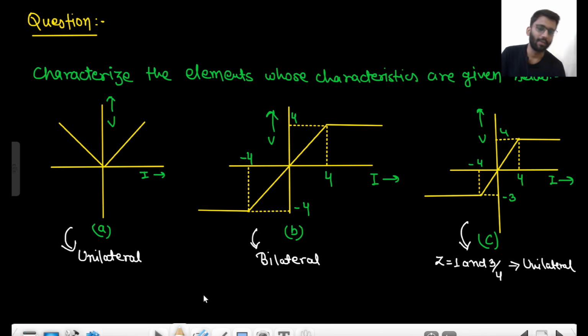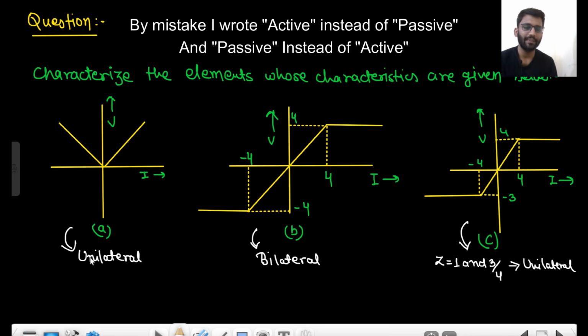Unilateral. Talk about active and passive. Tell me, is it active or passive? Passive. Why so? Because z is negative. Tell me, is this active or passive? It is active. Why so? Because z is always positive. Is it active or passive? It is active, because z is always positive.